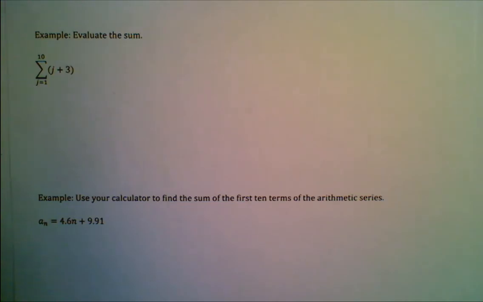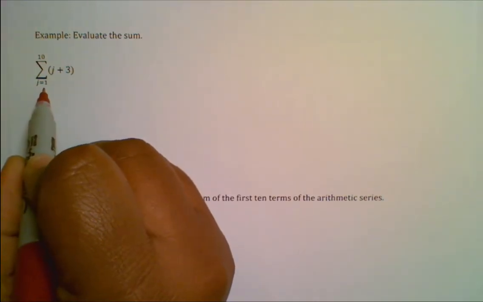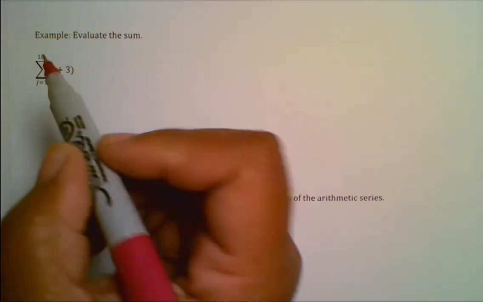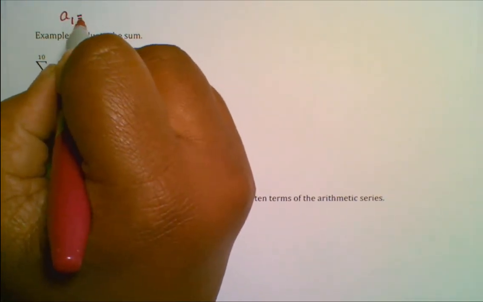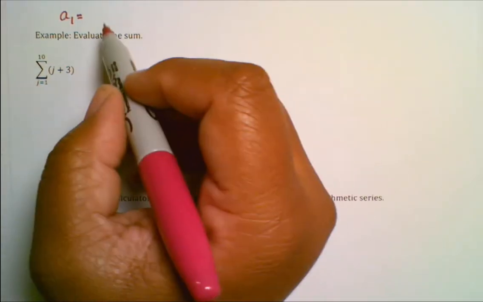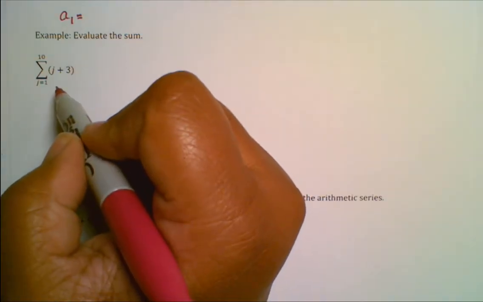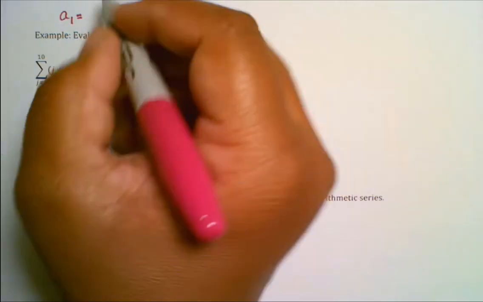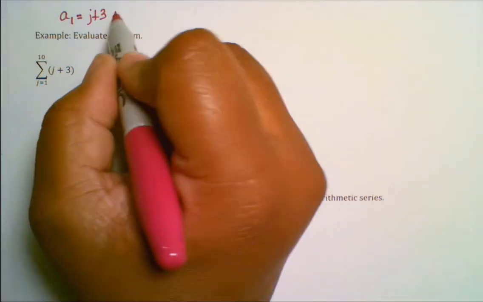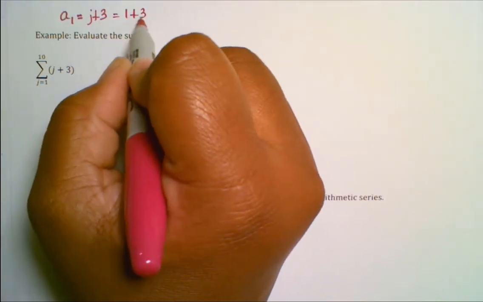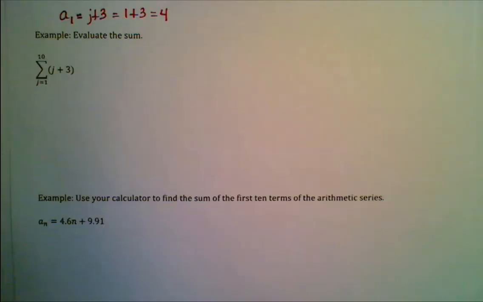So our first term, remember this is our starting point. So this j equals 1, that is our first term. That would be our a sub 1. So meaning we're going to substitute 1 in for j. So we're going to plug it into this expression, and we're saying 1 plus 3, that gives us 4. So that's our first term.